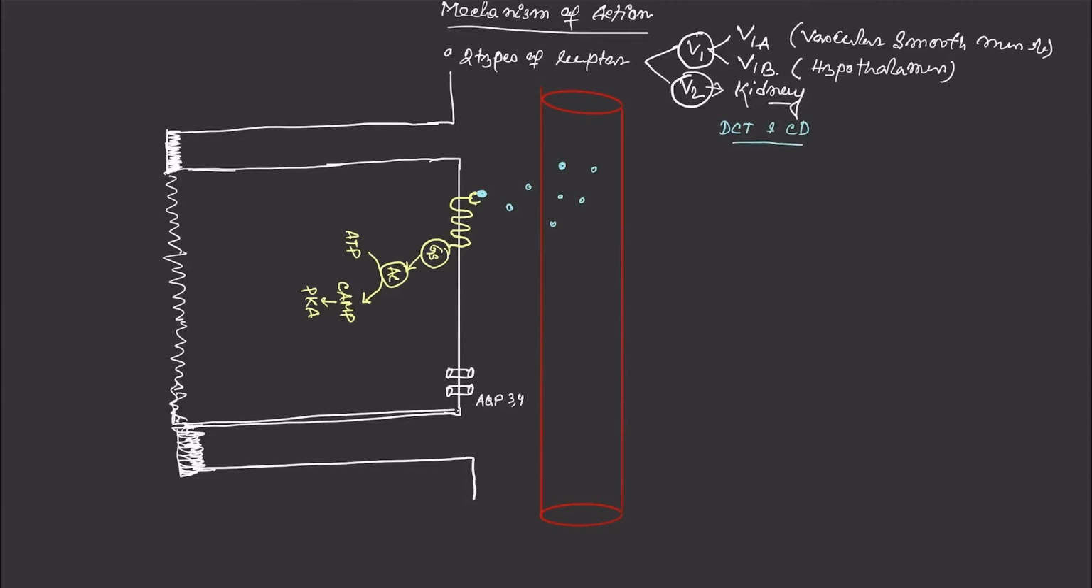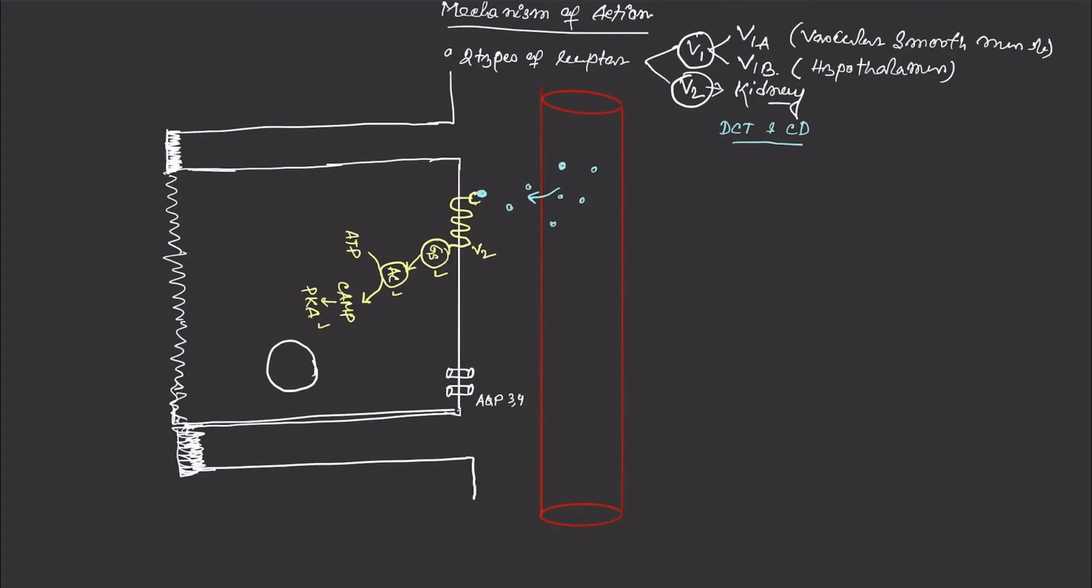The V2 receptors are present over the renal tubule at the distal convoluted tubule and the collecting duct. This portion of the renal tubule is selectively permeable to water depending upon the presence of antidiuretic hormone, or vasopressin. So whenever vasopressin comes out of the circulation and acts over the V2 receptor, which is a 7-pass G-protein coupled receptor, it activates the G-stimulatory protein. This in turn activates the adenylyl cyclase enzyme, which converts ATP into cyclic AMP. This cyclic AMP activates protein kinase A.